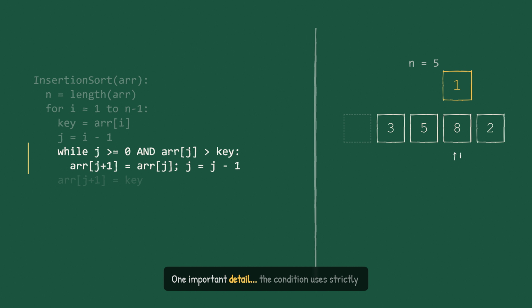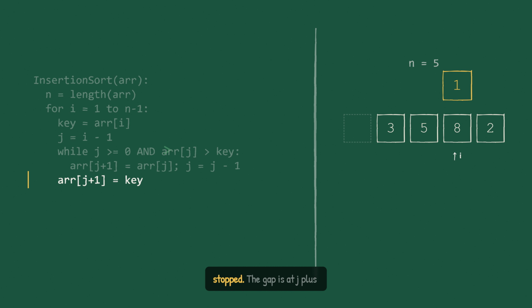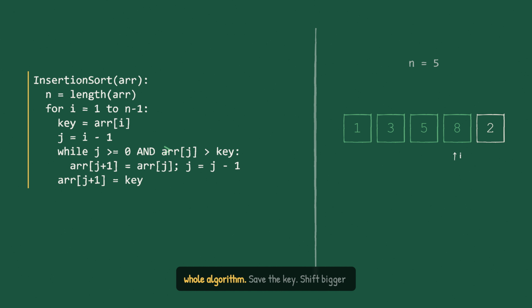One important detail, the condition uses strictly greater than, not greater or equal. That's what keeps this sort stable. The loop stopped. The gap is at j plus 1. Drop the key in. And watch out, it's j plus 1, not j. That off by 1 is a classic bug. Sorted section just grew by 1. That's the whole algorithm. Save the key. Shift bigger elements right. Drop the key into the gap. Repeat until done.